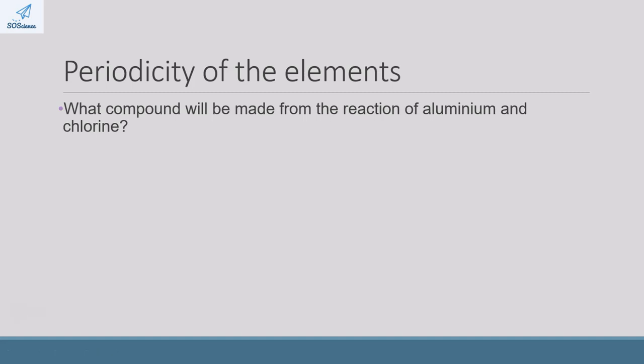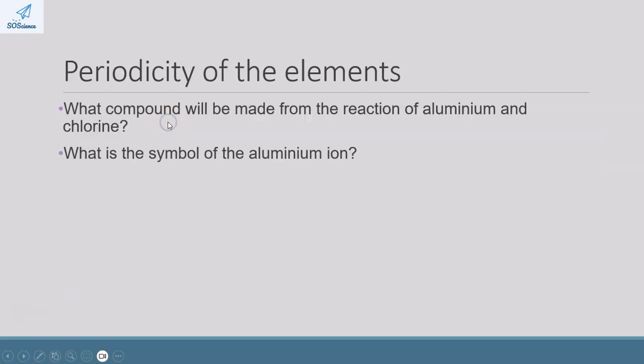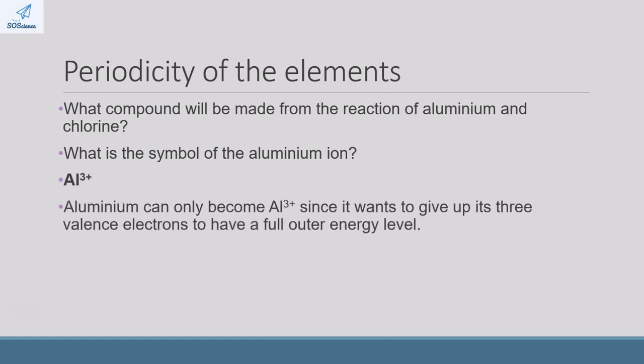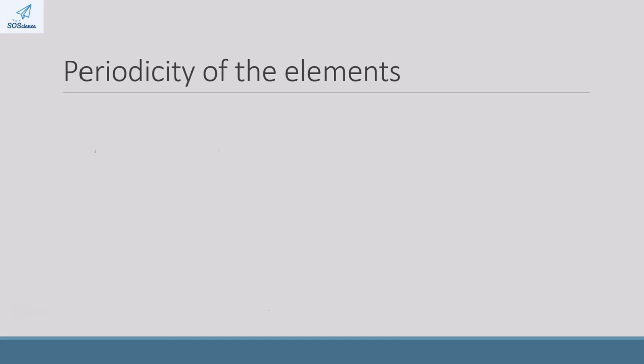What compound will be made from the reaction of aluminium and chlorine? Again, first step is to go to the periodic table and figure out the ions. Aluminium makes the Al3+ ion, and the chloride ion is Cl-. So the aluminium ion is Al3+. Aluminium can only be that ion, and the chloride ion is Cl-. It can only become Cl-.